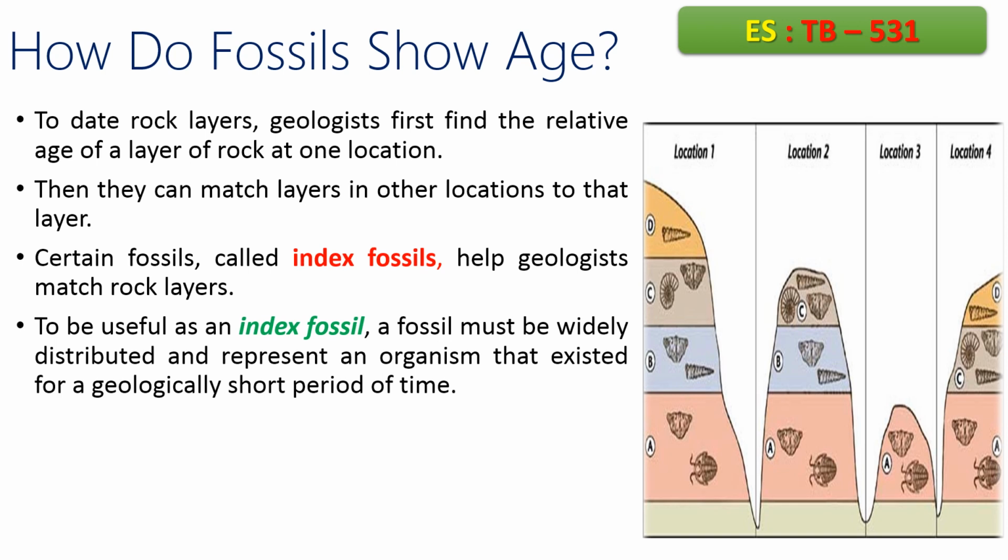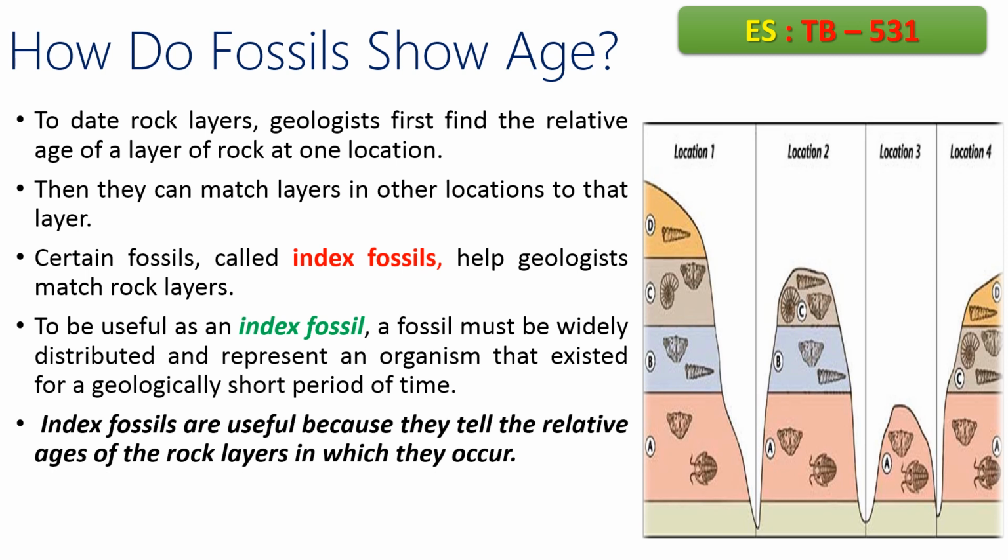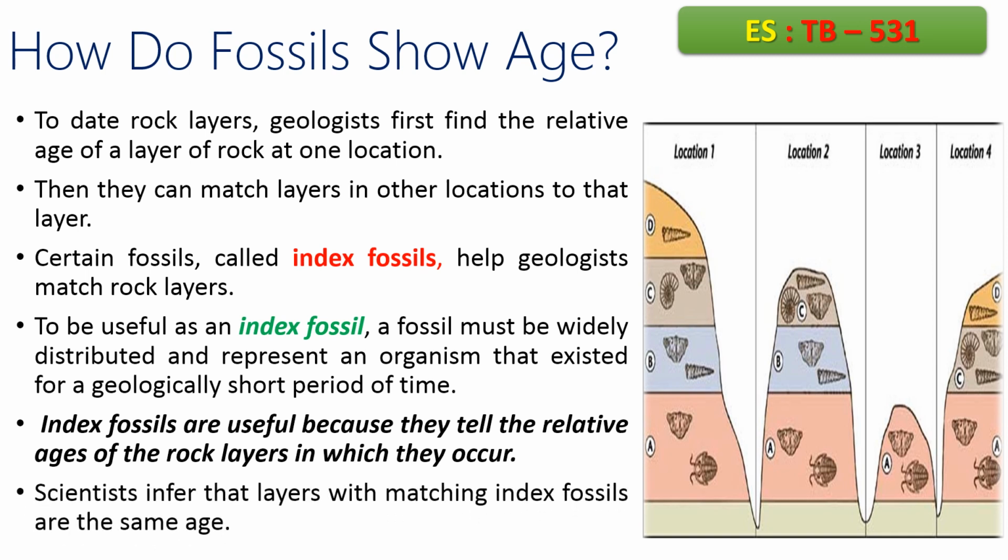To be useful as an index fossil, a fossil must be widely distributed and represent an organism that existed for a geologically short period of time. Index fossils are useful because they tell the relative ages of rock layers in which they occur. Scientists infer that layers with matching index fossils are the same age.